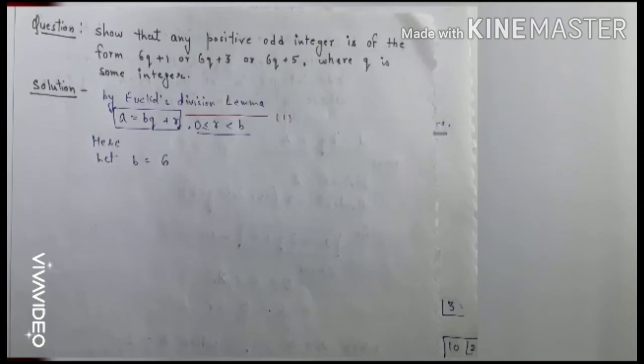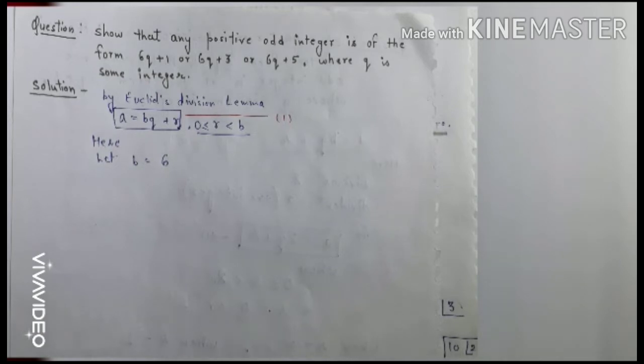This was NCERT exercise 1.1, question number 2. The first question of finding the HCF we have done. So this is your second question of NCERT first exercise. The question is to show that any positive odd integer is of the form 6q plus 1, or 6q plus 3, or 6q plus 5, where q is some integer.